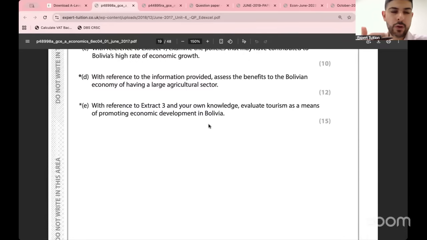This might sound a bit weird. Do you guys know if you go abroad and you buy something abroad? So let's say you went to Bolivia and you bought something in the Bolivian economy. What does that count as for Bolivia? It is not consumption, by the way. It is an export.